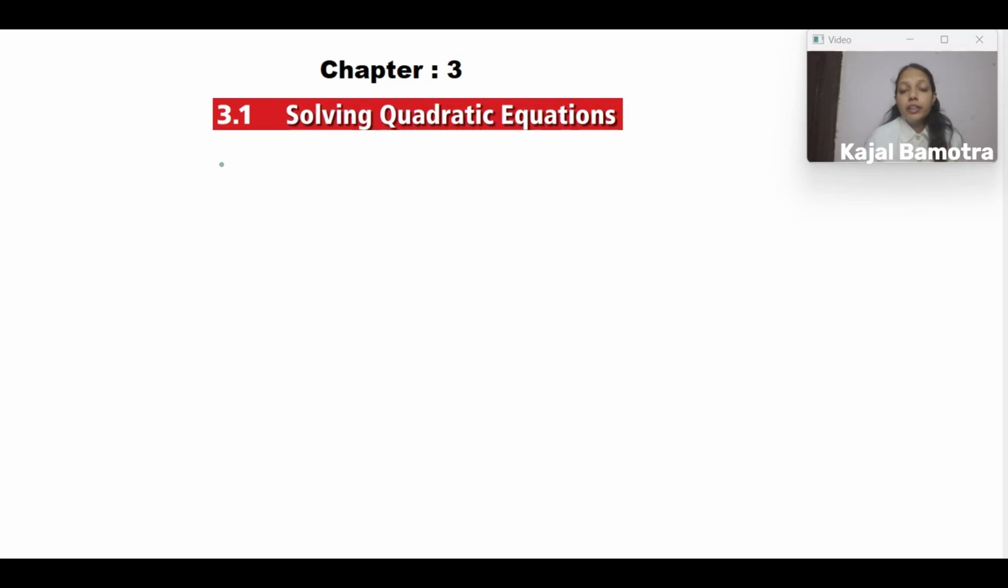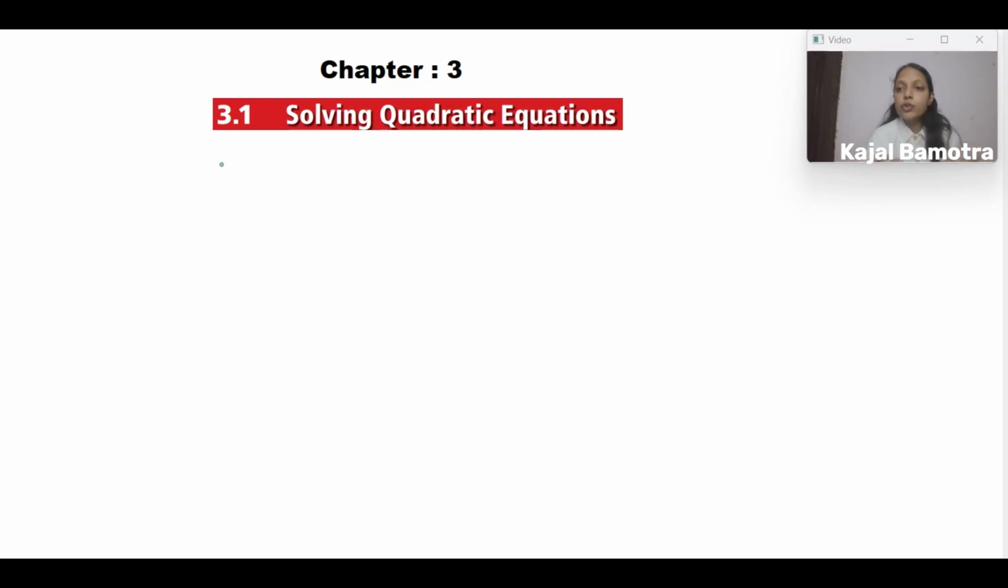We have covered up to chapter 2. Now we are starting chapter 3. In chapter 3, the first topic is 3.1, solving quadratic equations. We learn about how a quadratic equation looks like, what its meaning is, what the focus looks like, and the directrix, axis of symmetry and all. Now, how to find its solution.